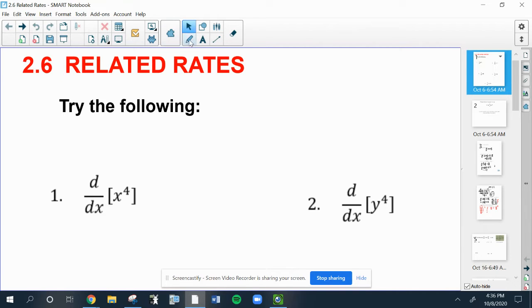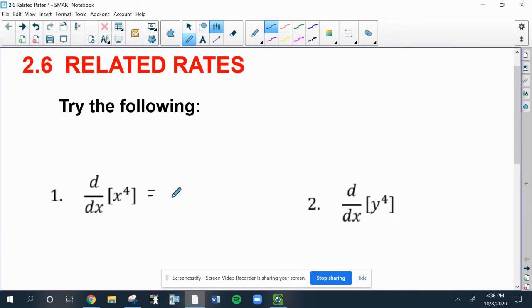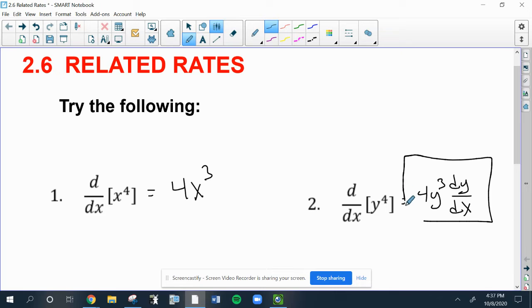So we already learned these two. This derivative, since it's with respect to x, is 4x cubed. This derivative, since it's with respect to x, is 4y cubed, but then times the derivative of y with respect to x, which I have been writing as y prime a lot, but I'm going to stop now for purposes of this section.